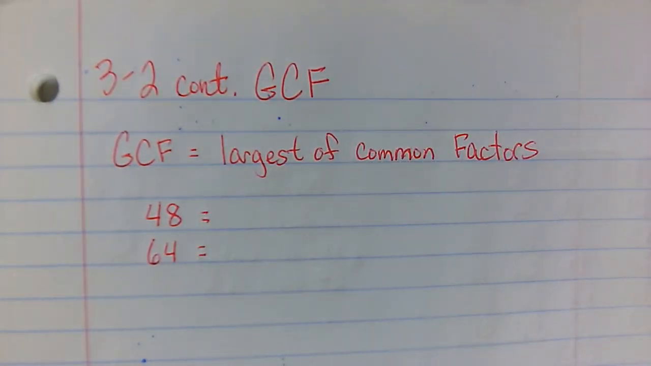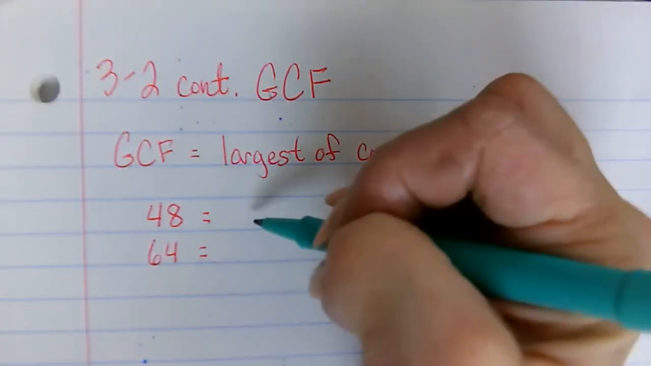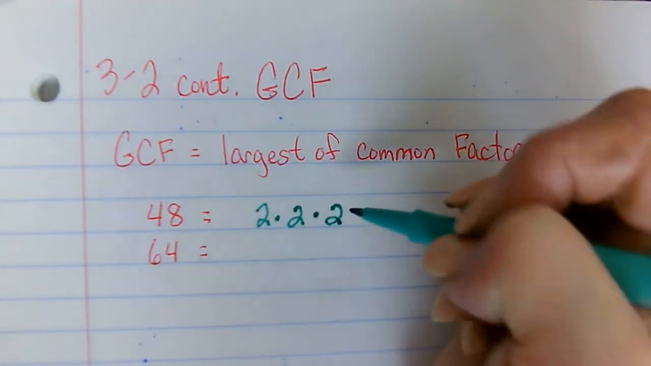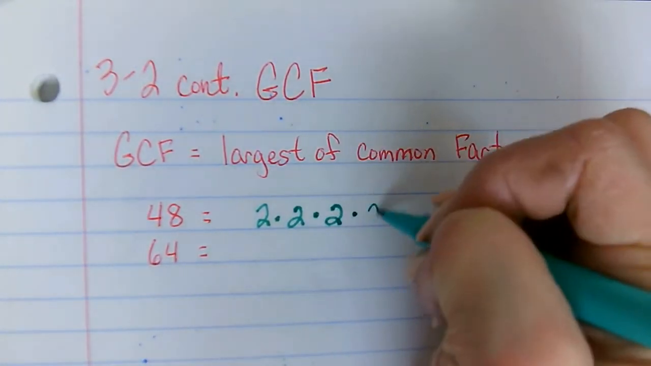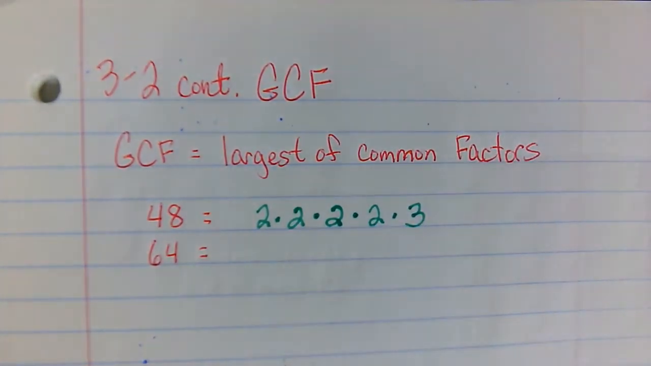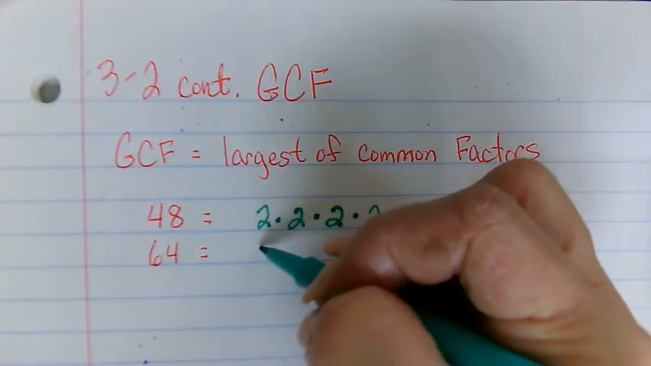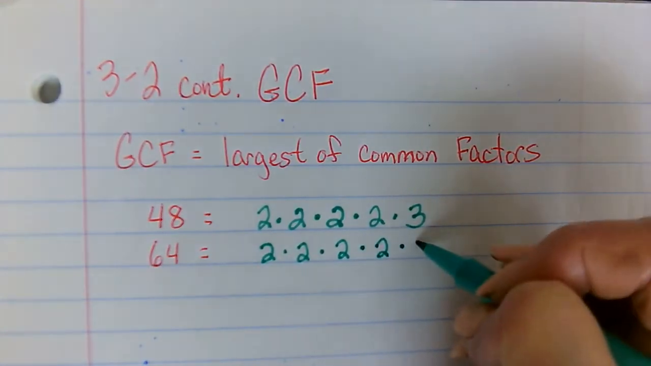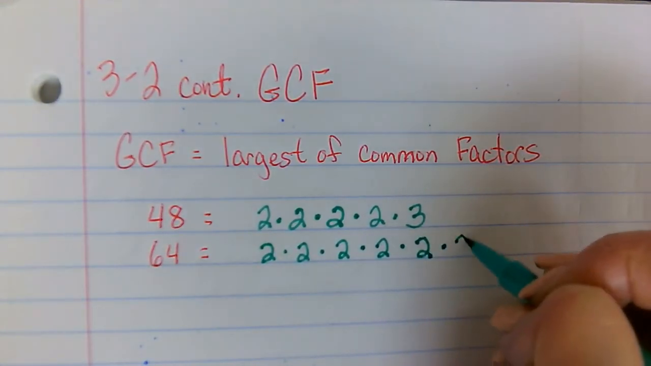Now, 48, if I were to write that out, think clearly, what is the prime factorization of 48, but I don't want to write the exponents right now because I'm going to show you a really cool trick, okay? And that is 2 times 2 times 2 times 2 times 3, because there were 2 to the 4th power times 3. And then the 64 is 2 to the 6th power, but I'm going to write it out 6 times. 2 times 2 times 2 times 2 times 2, and I need one more, don't I, to get 6.